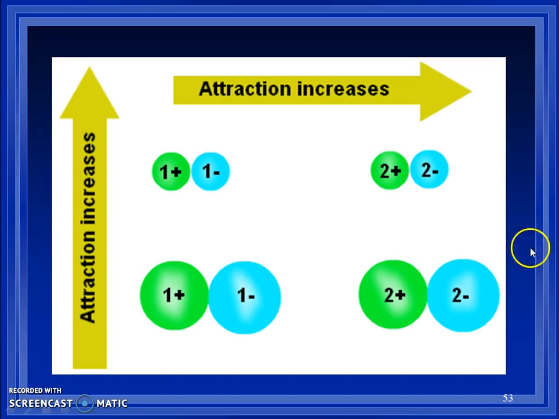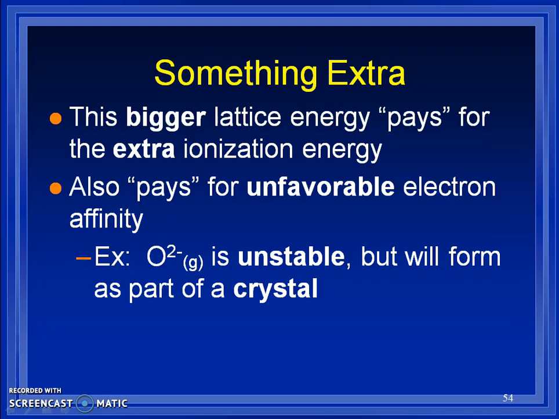So this is a really nice visual. The attraction, of course, is going to increase as the ions are smaller, and the attraction is going to increase as we gain the numeric values, the +1, +2s, +3s. This is just a little extra. The bigger lattice energy actually pays for that extra ionization energy. And again, ionization energy is removing those electrons, but it also pays for the unfavorable electron affinity. So it kind of pays for the other way around. And I kind of say pays, it's that energy giving up or that energy coming back down.